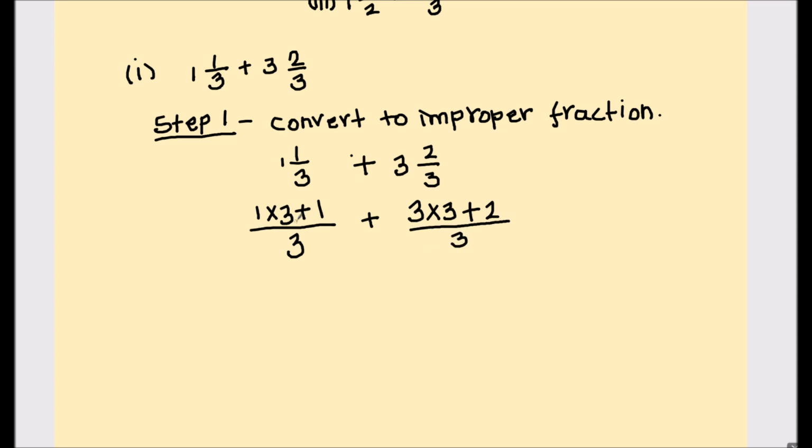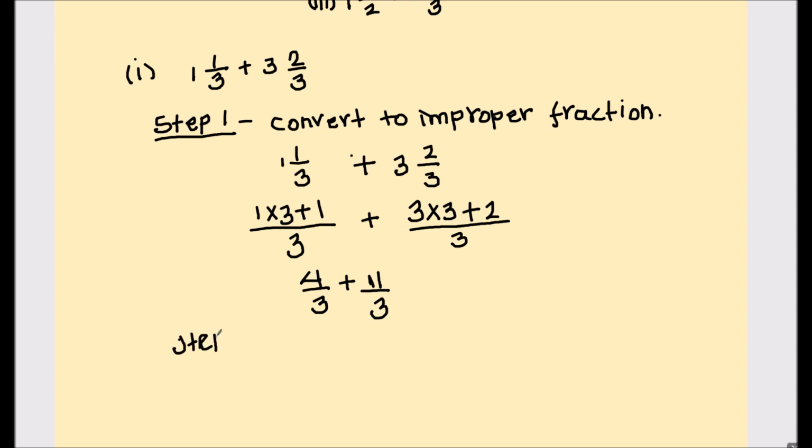So this is going to be 1 times 3 is 3, plus 1, which is 4. 4 by 3, or 4/3, and the second fraction will be 3 times 3 is 9, 9 plus 2 is 11, 11/3. Now we see that both the fractions have the same denominator. That means they are like fractions. So we can directly add the numerators.